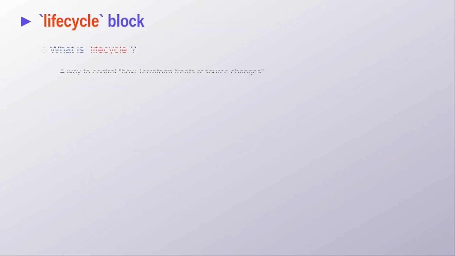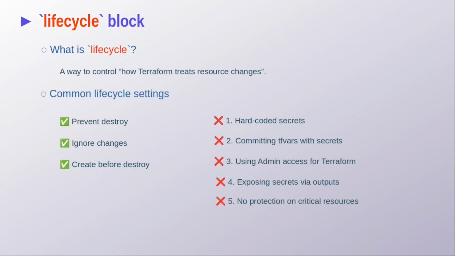Lifecycle block. What is lifecycle? The lifecycle block controls how Terraform changes resources. Common lifecycle patterns: we use prevent destroy for critical resources, and ignore changes, which is useful when attributes are managed elsewhere, like auto scaling desired capacity. And create before destroy, which gives zero downtime replacement.